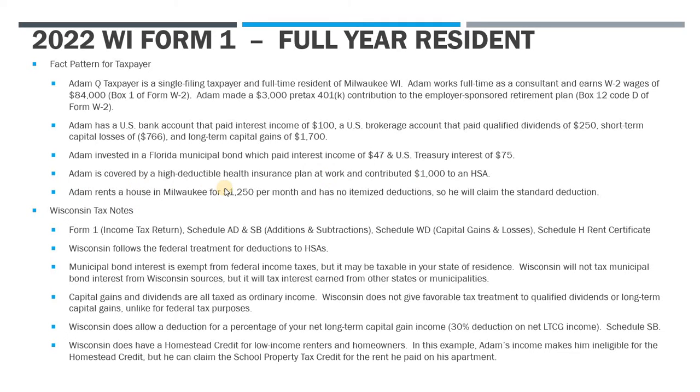Now, Adam is also covered by a high deductible insurance plan at work, and so that made him eligible for HSA contributions. So we put $1,000 into an HSA, so he took that deduction at the federal level, and then we're going to see how that is impacting his Wisconsin return. And then lastly here, Adam does not own a house in Wisconsin, he rents. So he rents a house, he pays $1,250 a month, and he has no itemized deduction, so he's going to be claiming the standard, right? So standard deduction at the federal level and standard deduction at the state level.